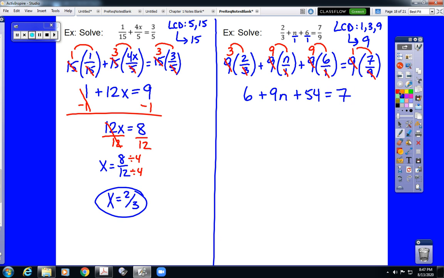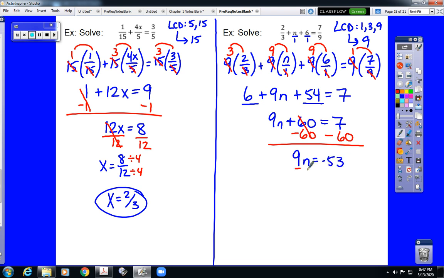Combine like terms would be the next step. 6 plus 54 would be 9n plus 60 equals 7. That's a two-step equation, so we would subtract 60 from each side, which would give us 9n is negative 53. Divide by 9. 53 is not divisible by 9. 53 is actually a prime number, so that fraction does not reduce. We cannot divide the top or the bottom by the same number, so it does not reduce.